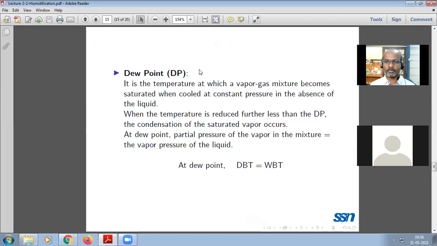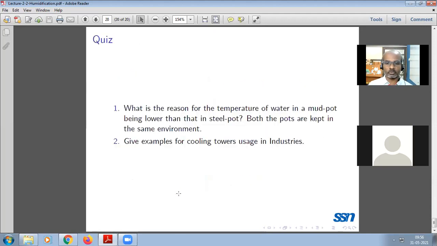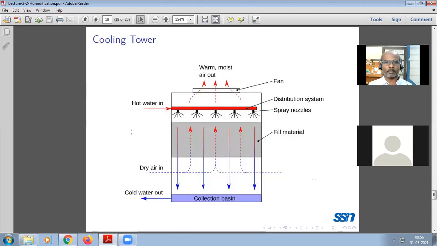Most of the time the reactions are exothermic, and for these exothermic reactions we definitely need temperature control. For that we need circulating water, and after the circulating water takes up the heat, it has to be reduced to its original temperature. For that, how do we do it? We simply pass the water through this cooling tower, and I will show you that figure. A nice figure is available here.